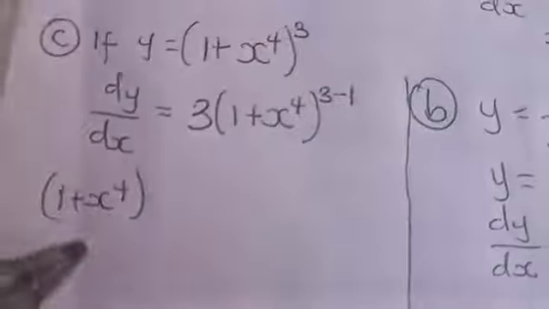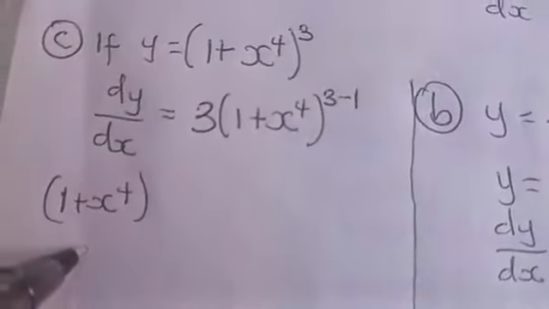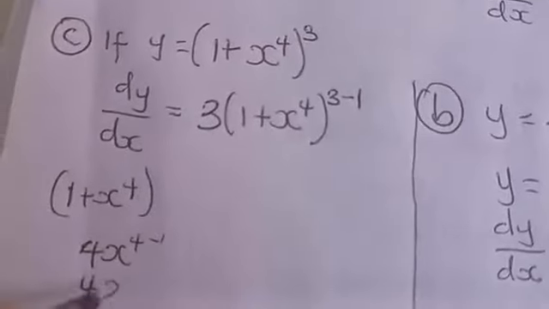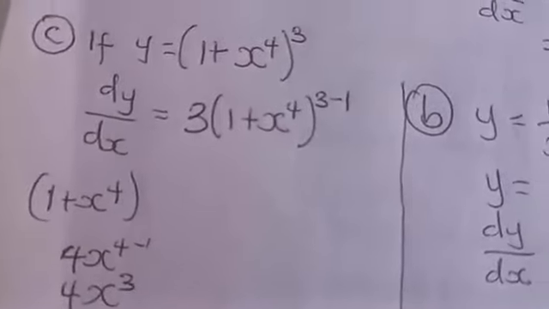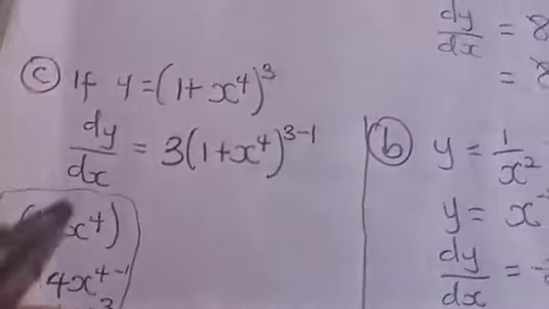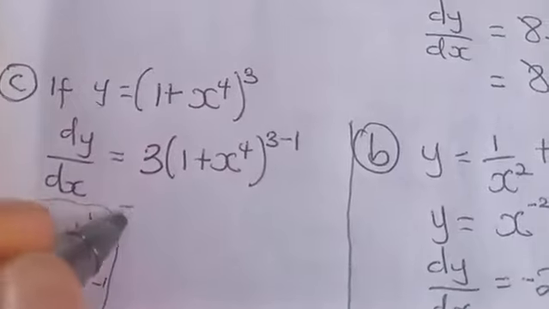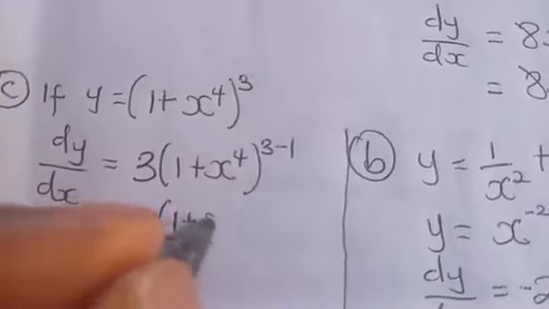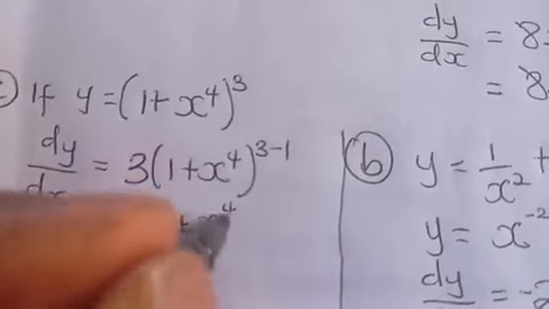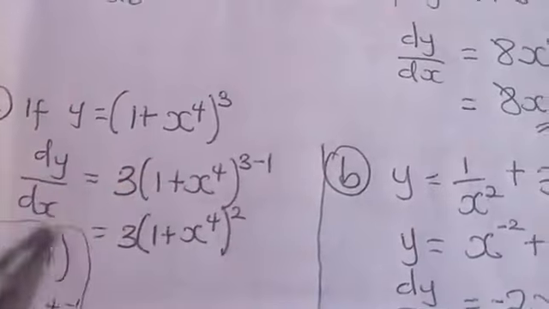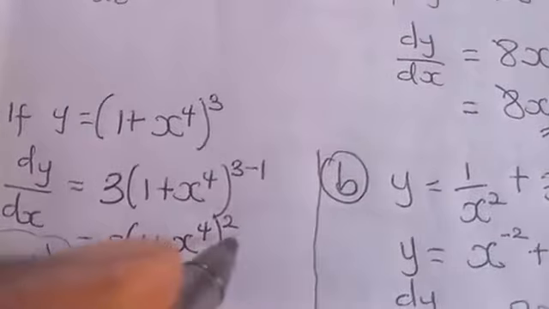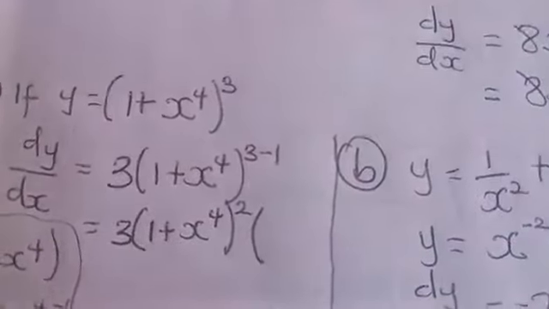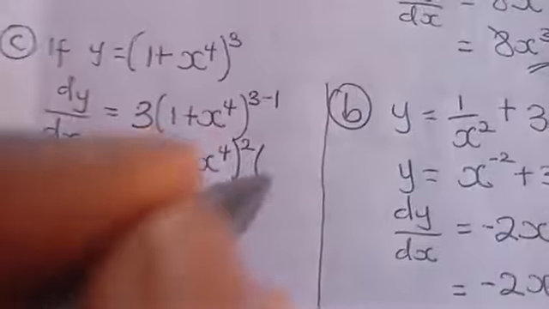So we have x raised to the power of 4, and the derivative of x raised to the power of 4 is simply 4x raised to the power of 4 minus 1, which is 4x raised to the power of 3, right? So with this, dy/dx will now be equal to 3 into (1 plus x raised to the power of 4) raised to the power 2. Then we'll multiply this by the derivative of the content of this bracket, which we found to be 4x raised to the power of 3.